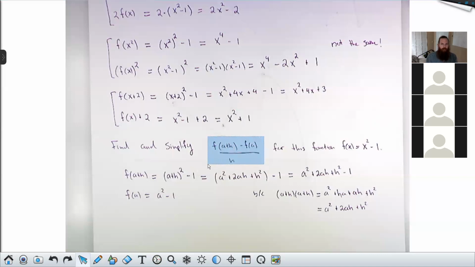So this object is called a difference quotient, and it's a nice way of measuring slope. You'll work a lot with this sort of thing at the start of Calc 1.